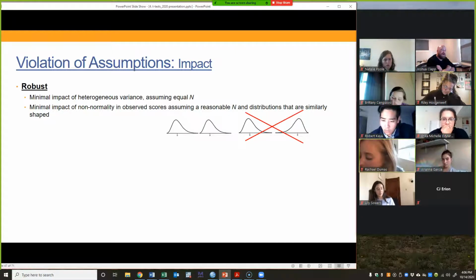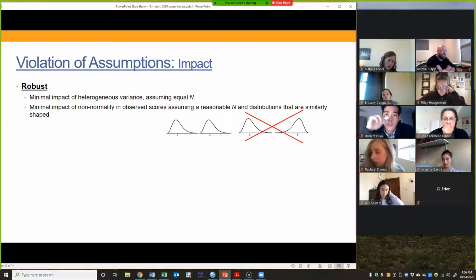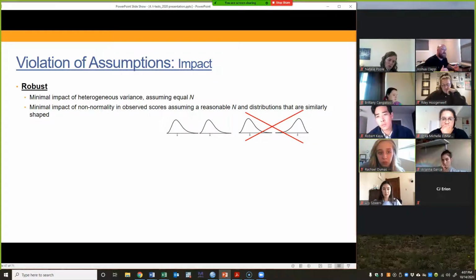What we see from simulation research is that our inferences probably are minimally impacted by violations of homogeneity of variance. If I'm pulling from populations with different variances, assuming I have equal sample sizes, the impact of violations of homogeneity of variance is probably pretty minimal. I probably don't have to worry about them a whole lot. I also see that my tests are generally robust to non-normality in my observed scores, assuming I have reasonably large samples, and assuming that my distributions are similarly shaped.